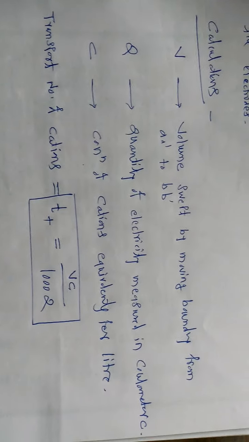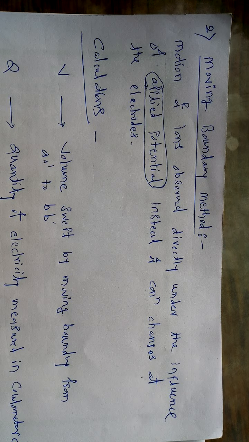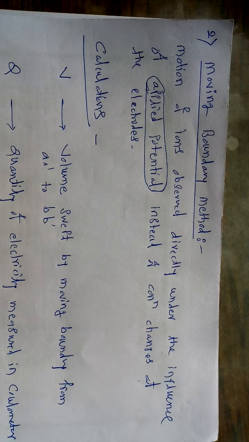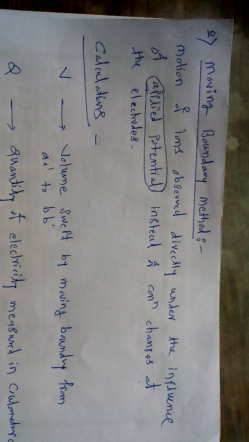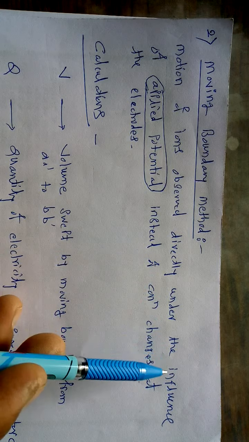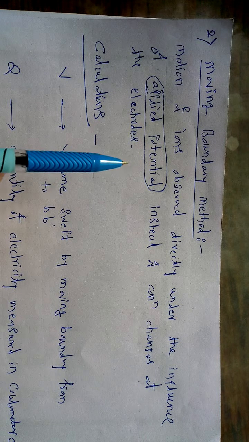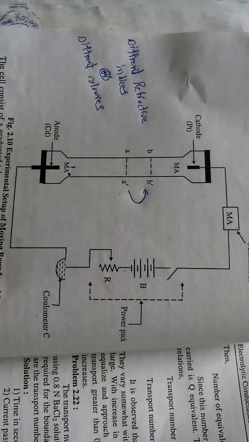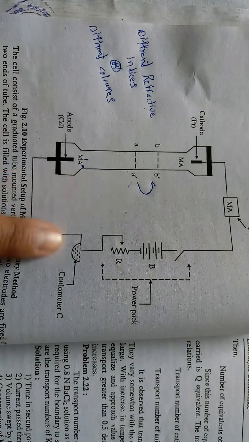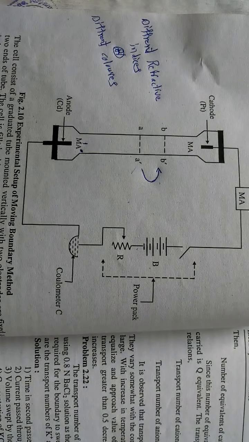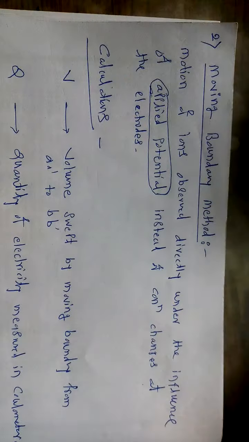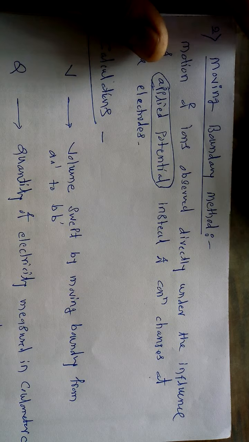So this is a second important method for the determination of the transport number of cations and anions, called the moving boundary method. This method is based upon the actual movement of ions directly under the influence of the applied potential. For this method we studied a simple experimental setup. By using this experimental setup we can determine the transport number of the ions. So this is the second important method for determination of the transport number of the ions.